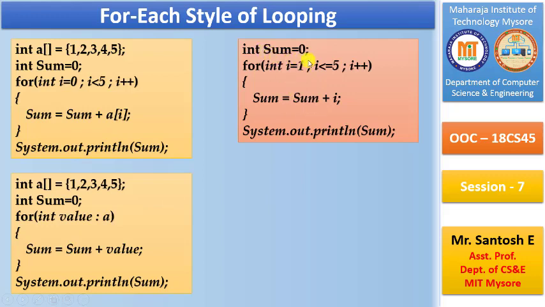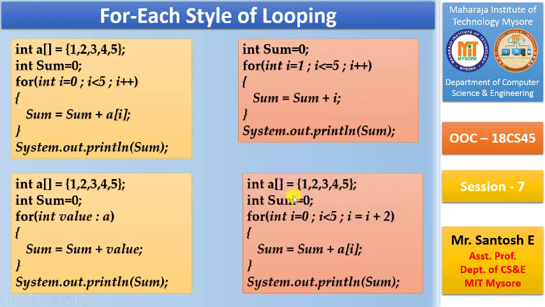Now I'm going to have int sum equals 0, and I'm just trying to find the sum of n natural numbers, that is, the sum of 5 natural numbers. This is the example. I'm going to add 1 plus 2 plus 3 plus 4 plus 5, and I'm going to print the sum of 5 natural numbers. I'm not using any array concept over here. So in this case, I cannot think of using the for each style of looping, because we are just going to have only the for loop. We cannot think of for each style of looping in this case because the array is not involved.